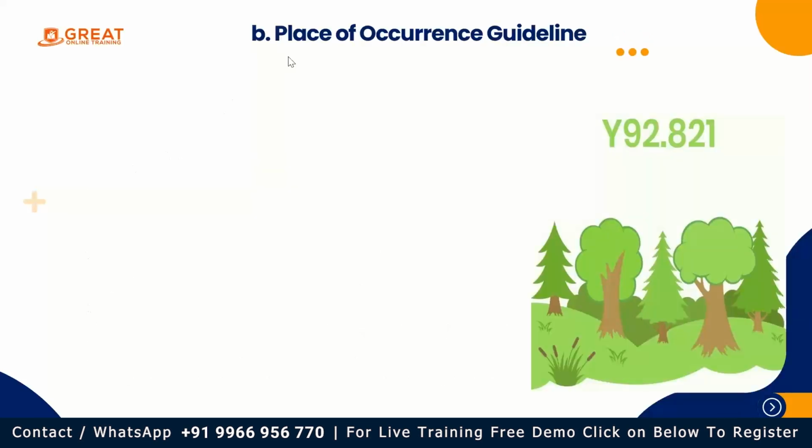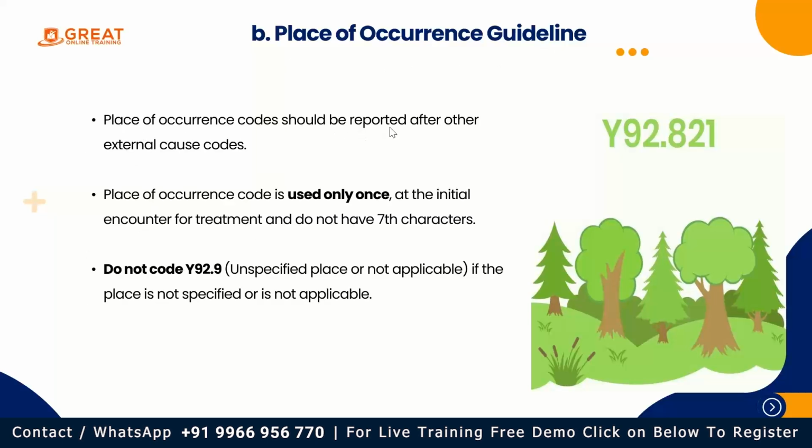I got it. So next, place of occurrence guidance. Place of occurrence code should be reported after other external cause codes. We'll see how to sequence these external cause codes and place of occurrence codes in further slides. Place of occurrence code is used only once at the initial encounter. This is also an important point. You have to use the place of occurrence code only at the first time of the encounter, meaning at the initial encounter.